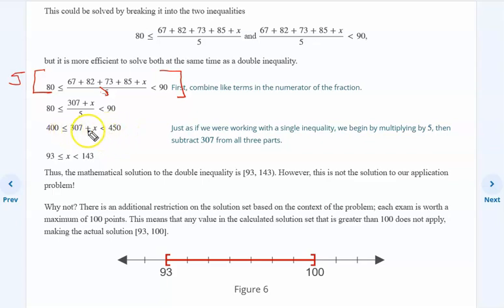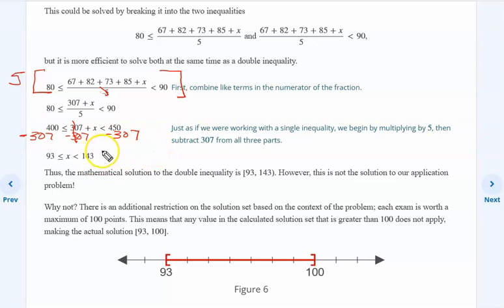So how do I get the x by itself? Well, I'm going to subtract 307 here, subtract 307 there, and subtract 307 there. Now I'm doing the same thing to each part of the inequality. Here this just becomes a 0, so I'm left with the x. And here I'm left with 93, and here 143.